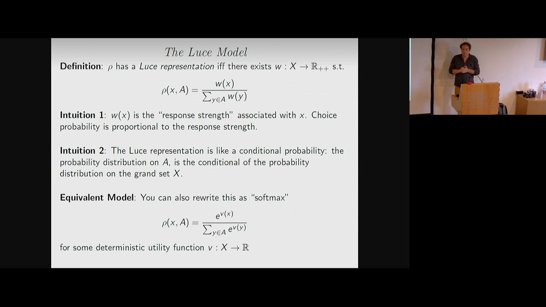You can rewrite this model as something that maybe you've seen more. It's sometimes called the softmax model, just by taking logs of W and rewriting it this way. The choice probability of x from A is e to the v of x, normalized by the sum over A, where v of x is now like a deterministic utility function.